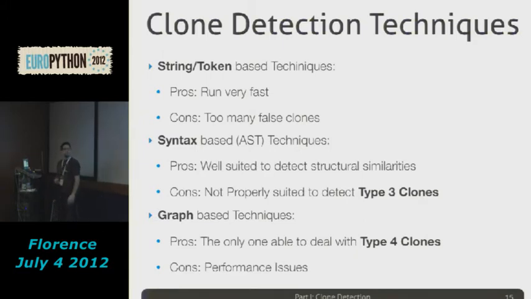On the other hand, syntax-based tools are well suited to detect structural similarity, but not so suited to detect type 3 clones, which have a different structure. And the last set of tools, the graph-based ones, are the only ones able to deal with type 4 clones, the so-called semantic clones, but they have a lot of performance issues.